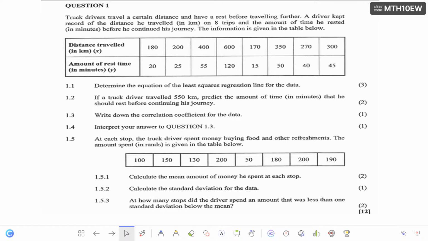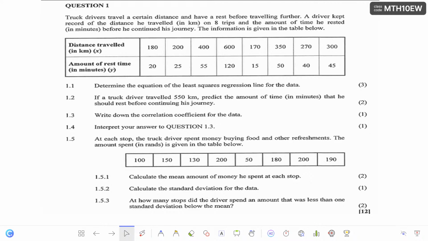Question 1: a truck driver traveled a certain distance and had a rest before traveling further. The driver kept a record of the distance he traveled in kilometers on 8 trips and the amount of time he rested in minutes before he continued his journey. The information is given in the table below. We have the distance traveled in kilometers, represented by x, and the amount of rest time in minutes, represented by y. First question: determine the equation of the least squares regression line for the data.